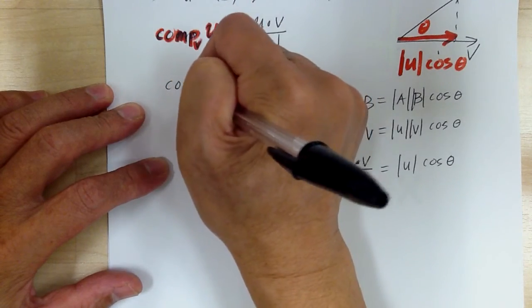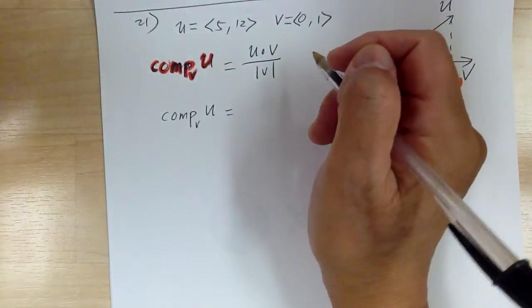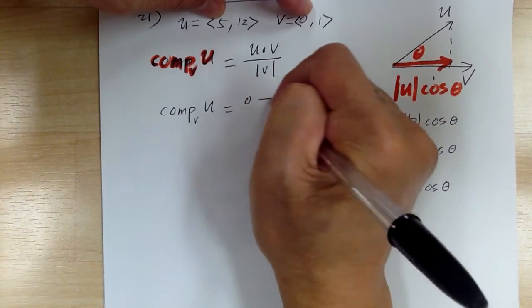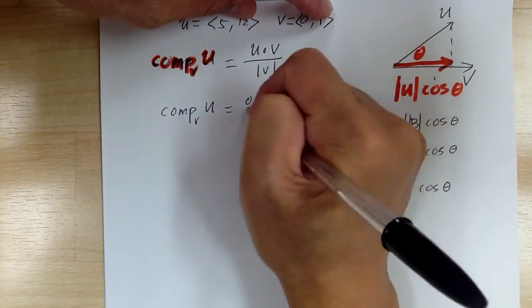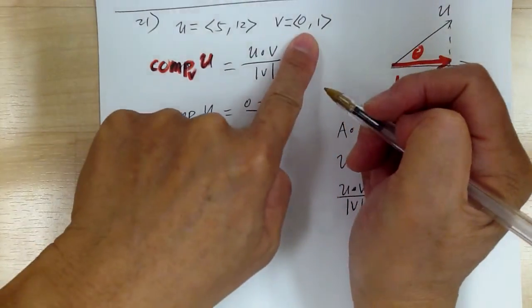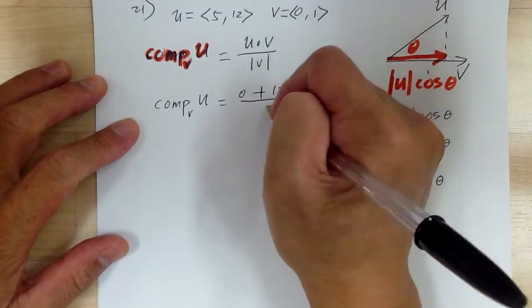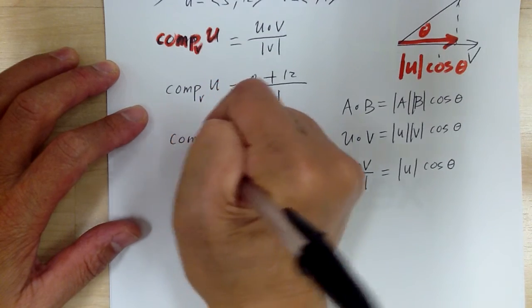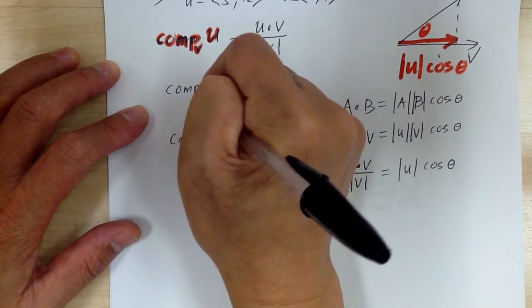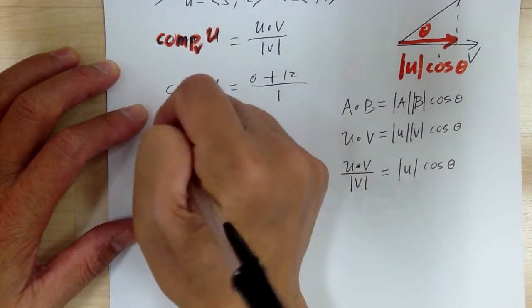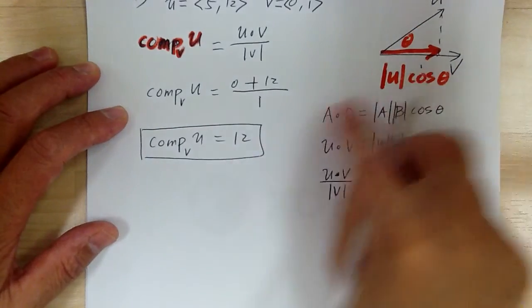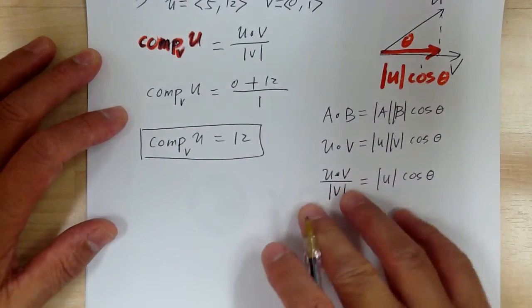Component of u on v will equal, you dot: 5 times 0 is 0, 12 times 1 is 12, over the length of these. Again, use the Pythagorean theorem from the previous one, we know that is equal to 1. So the component of u on v is equal to 12. That means the shadow has a length of 12.